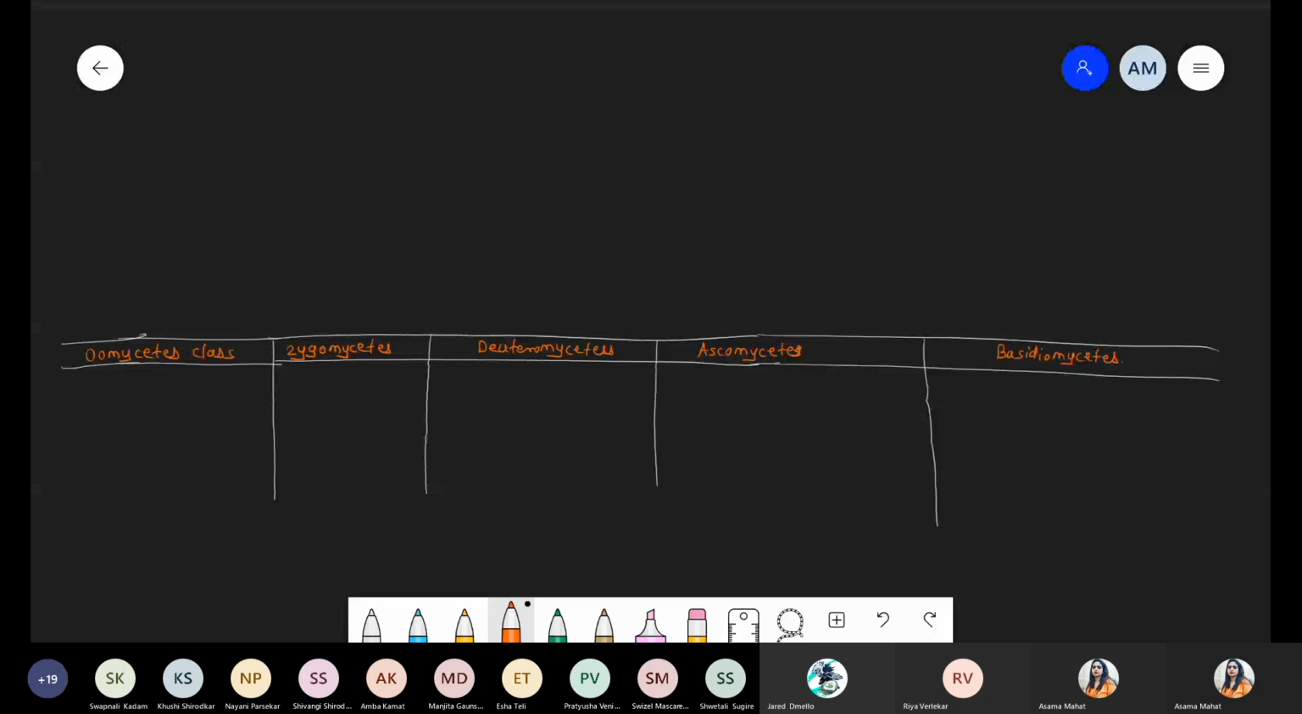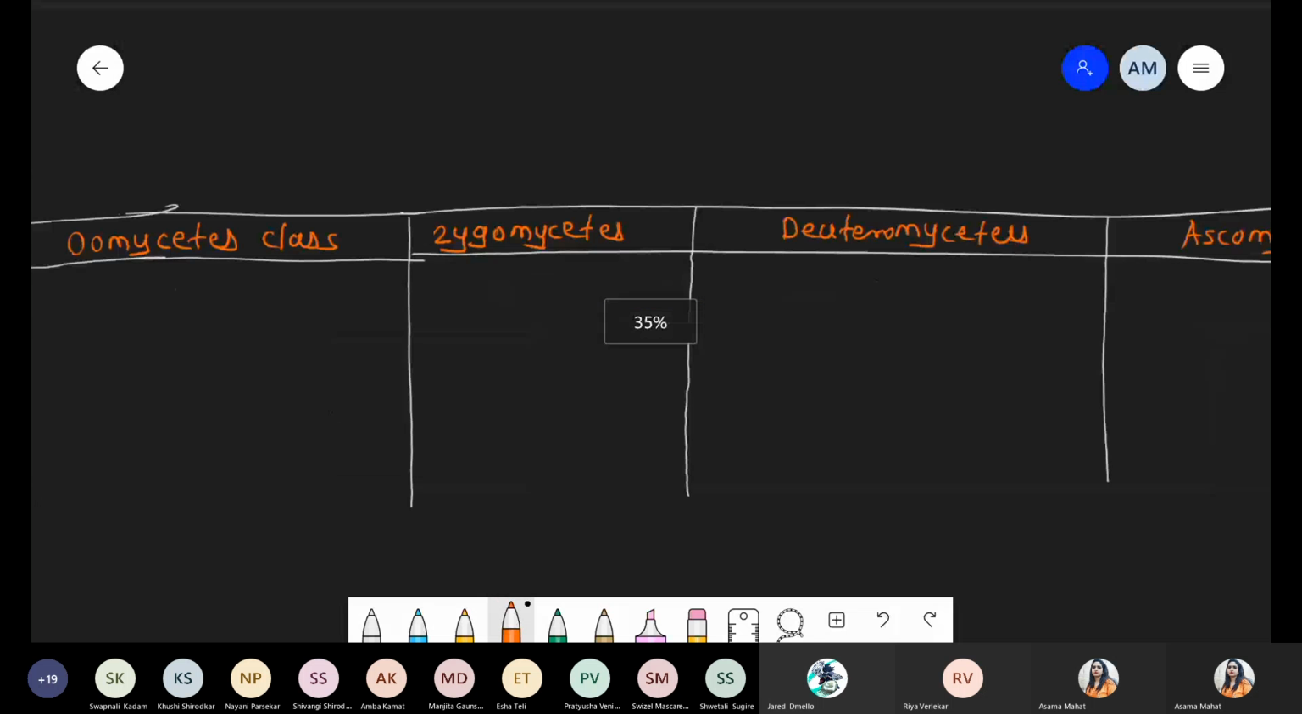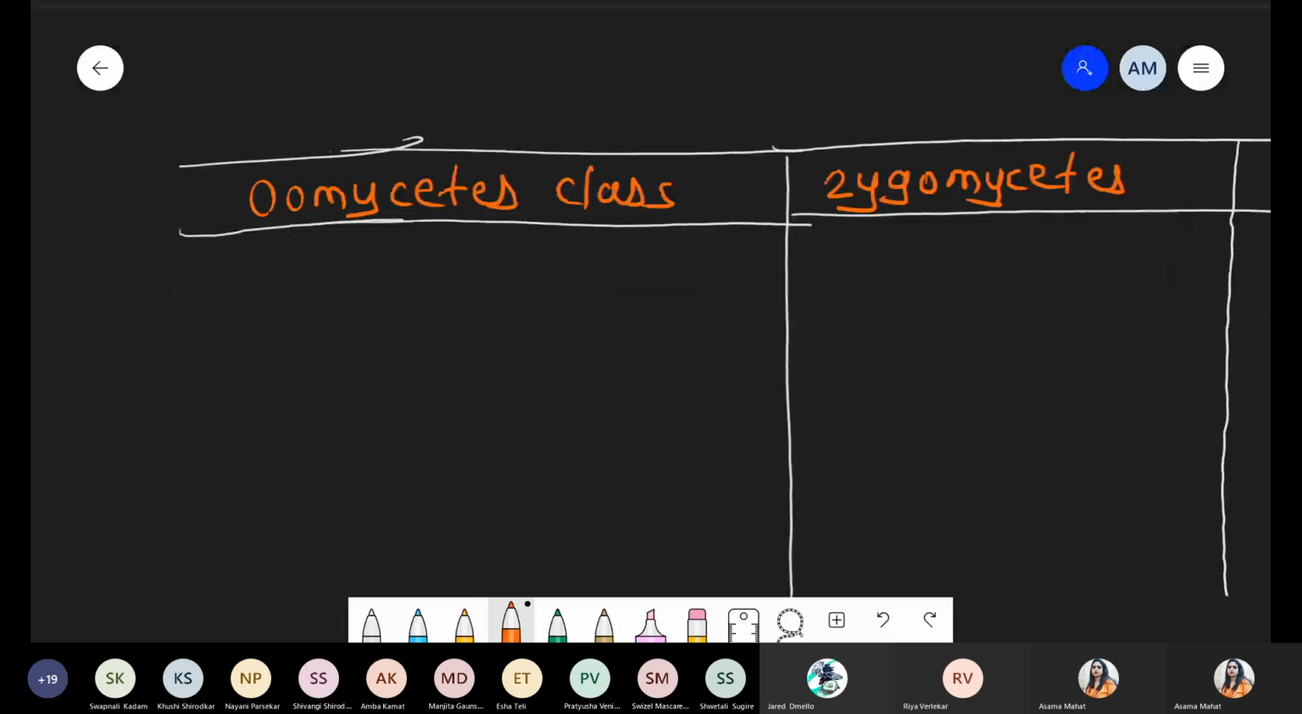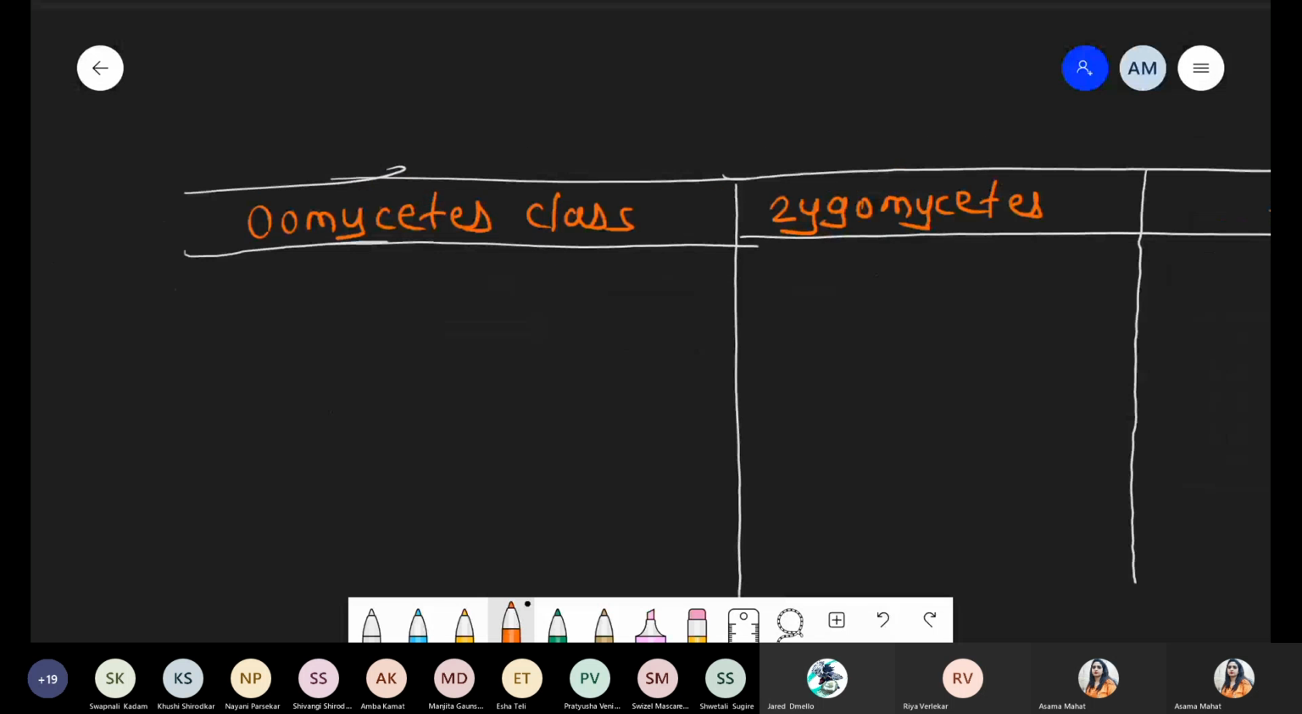Okay. So first of all, we are talking about first point, types of mycelium. See, under the Oomycetes, I am just writing the title. एक बार ही लिखेंगे and all information we are writing below. So first point, types of mycelium.